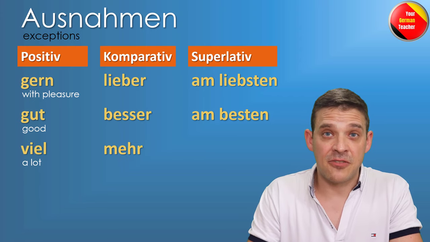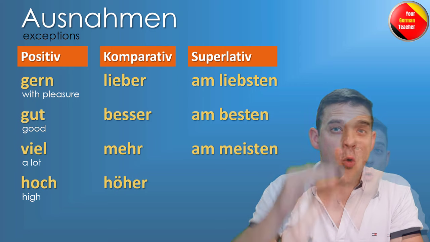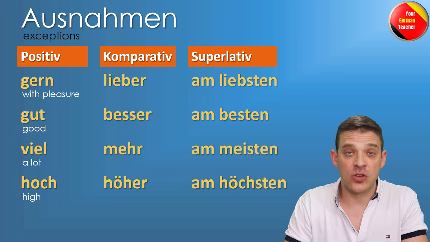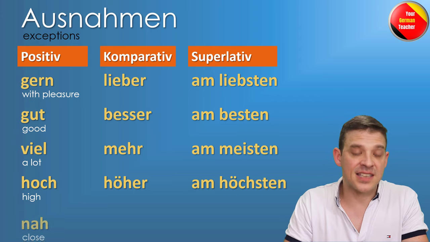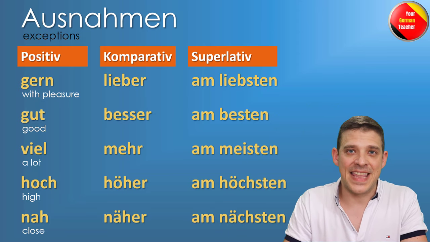Nummer drei, viel, a lot, mehr, am meisten. Nummer vier, hoch, hoch ist high. Höher im Komparativ, und im Superlativ ist es am höchsten. Und das letzte ist nah. Nah ist close. Komparativ näher. Superlativ am nächsten.